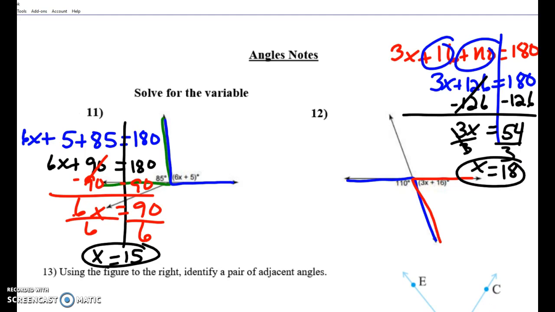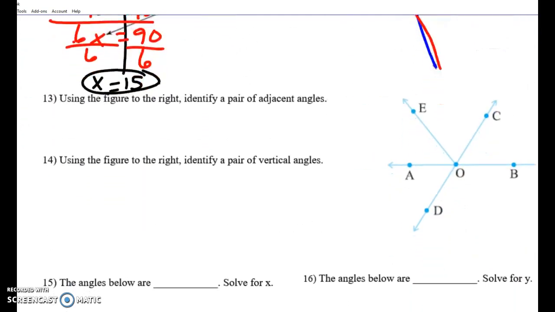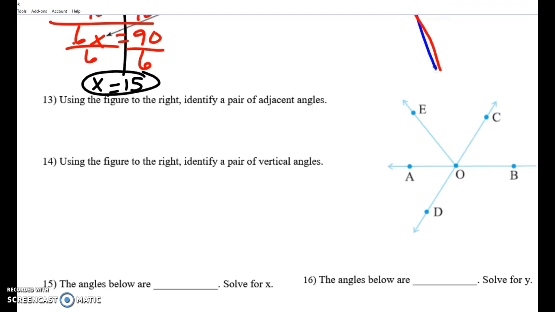Now let's take a look at example 13. It says, using the figure to the right, identify a pair of adjacent angles. There are a lot of different possibilities for this question, a lot of different possible answers. So I want you to pause the video and try to identify two pair. Remember, the definition of adjacent angles is that they share a side and they share a vertex.